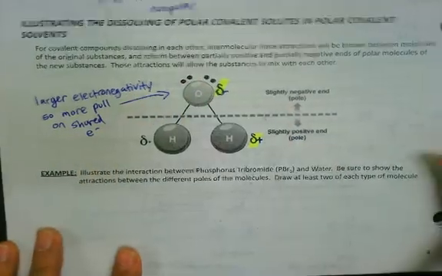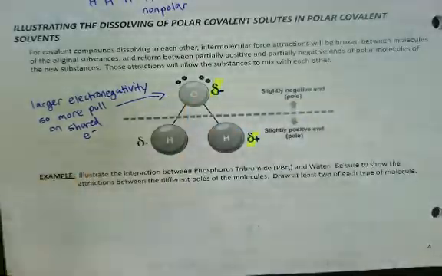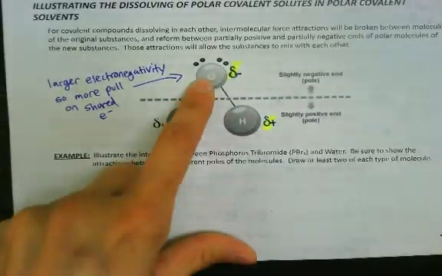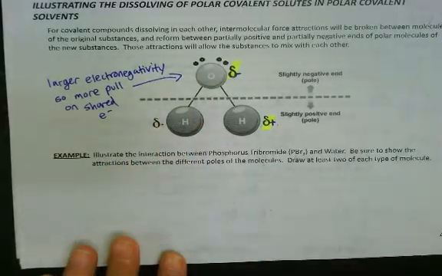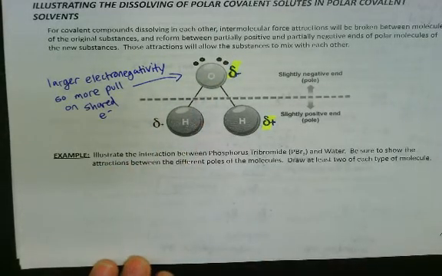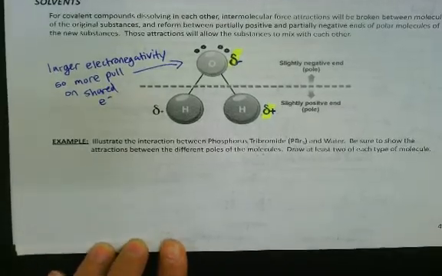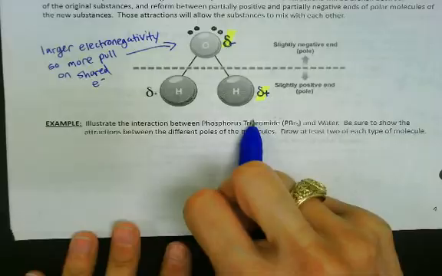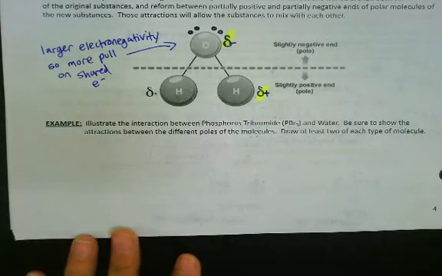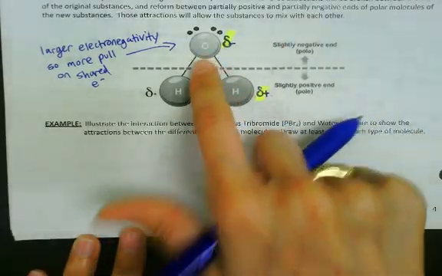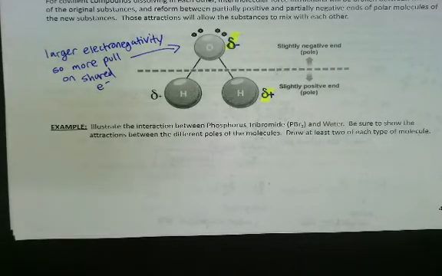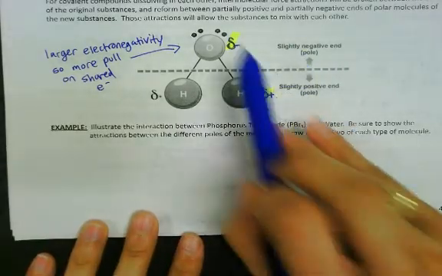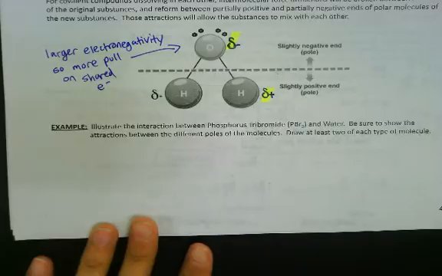We know that water is polar, that oxygen is going to have a greater pull on those electrons. And so if we wanted to illustrate the dissolving process, the interactions that would result between phosphorus tribromide and water, we could do that by drawing out our Lewis dot structures and showing which side has the partial positive and which side has the partial negative pull.